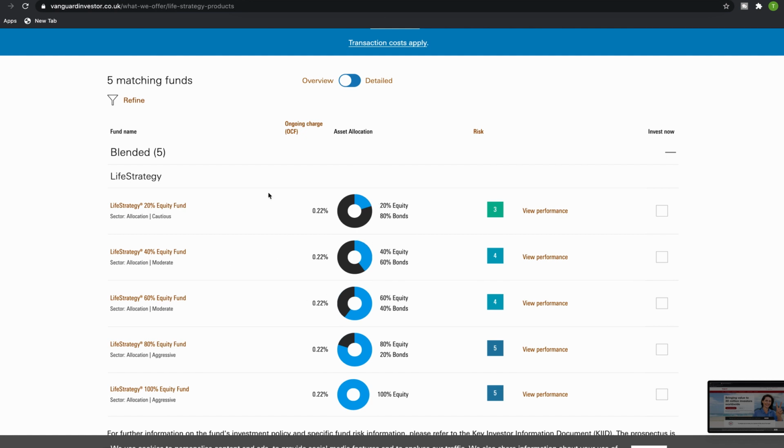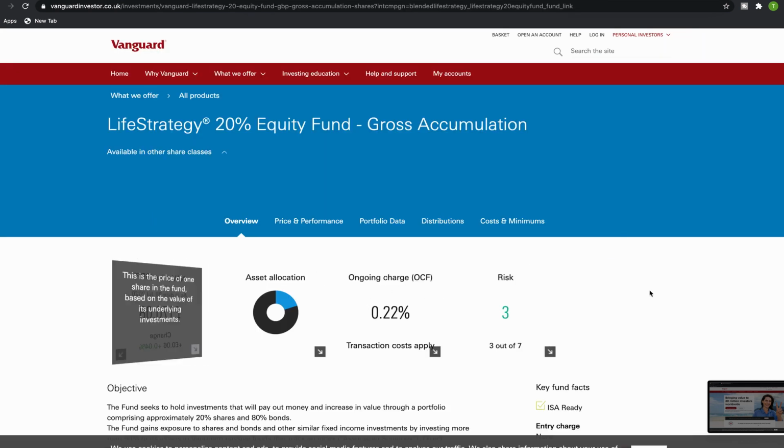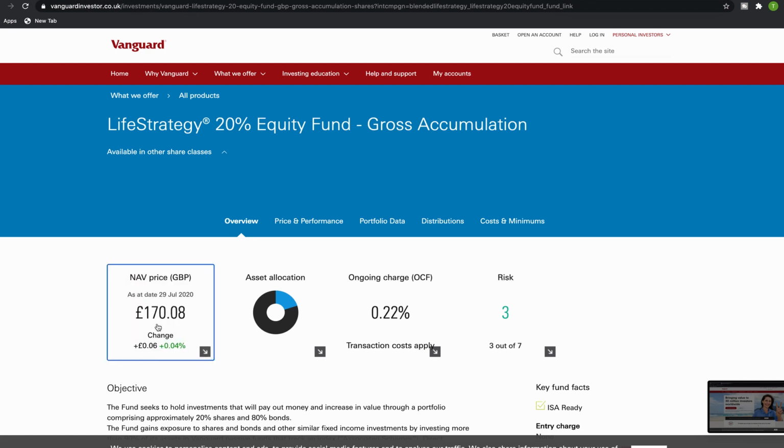But these are the funds that you can invest in from LifeStrategy. Here, it's a combination. Actually, let's pick one of them. If we click on that, and you can do this in your spare time as well, it gives you an overview. This is how much a unit of this fund is sold at, so you can actually click on that. This is the price of one share in the fund based on the value of its underlying investments. Now, this price changes daily, right? And that's the asset allocation.